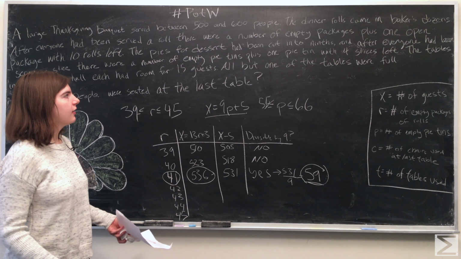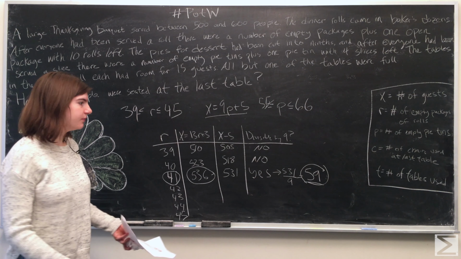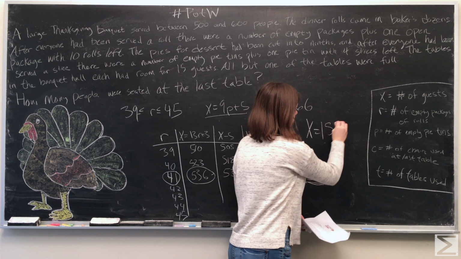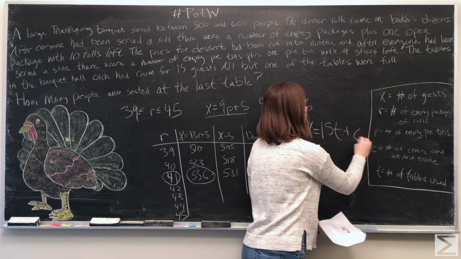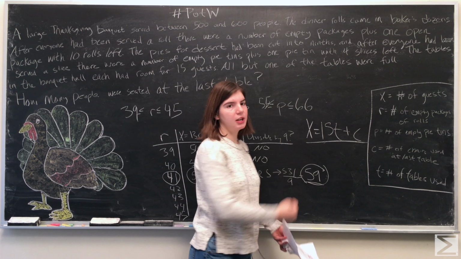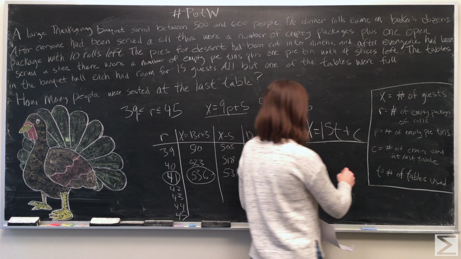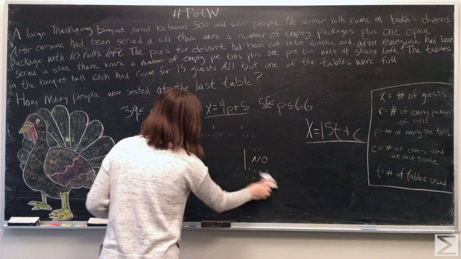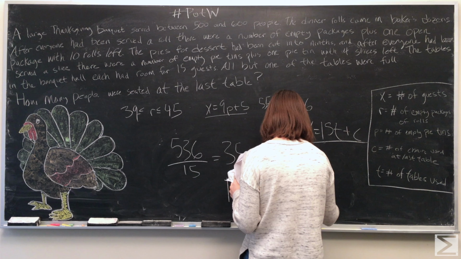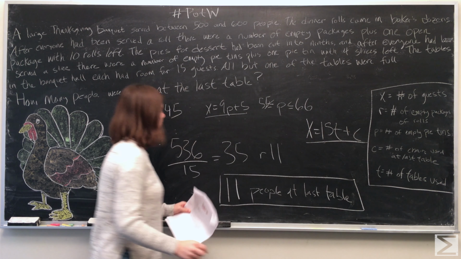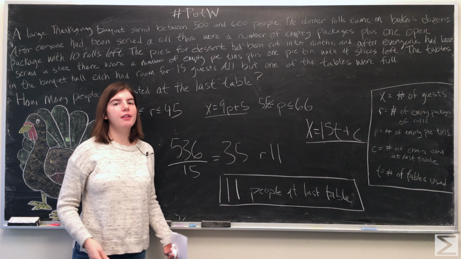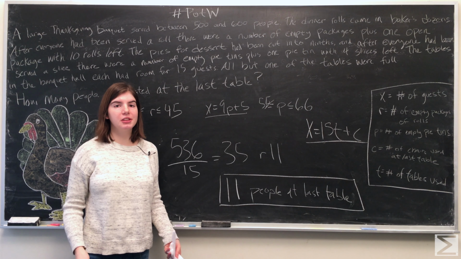We still need to find how many people were seated at the last table. In the beginning, we said that x is equal to 15t plus c, and we just found x, 536. So we'll divide it by 15 and see what the remainder is. 536 divided by 15 is 35 with a remainder of 11. So there were 35 full tables and 11 people seated at the last table.